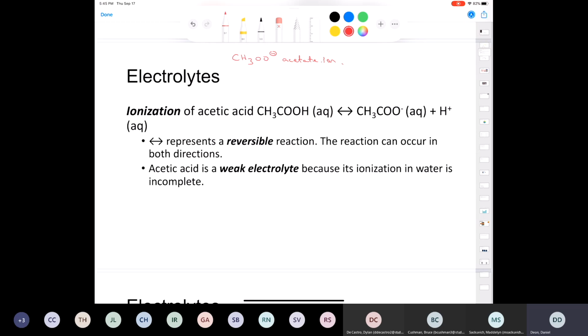Now, as I said, that reversible arrow, which isn't even correct, it should be this, but whatever, we're going to go with what we have. The back and forth arrow represents a reversible reaction, and that means the reaction can occur frontwards and backwards. Acetic acid is a weak electrolyte because its ionization in water is incomplete. It doesn't completely give you the acetate ion and a hydrogen ion. No, it gives you some, but not all. So that's a weak electrolyte.